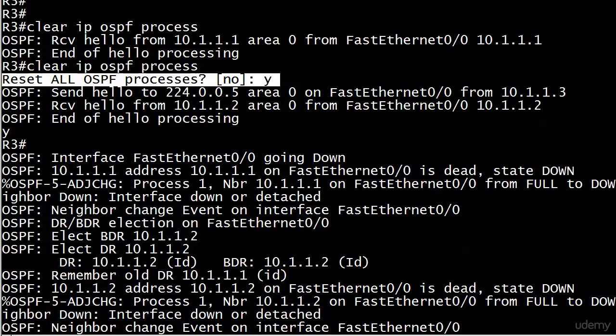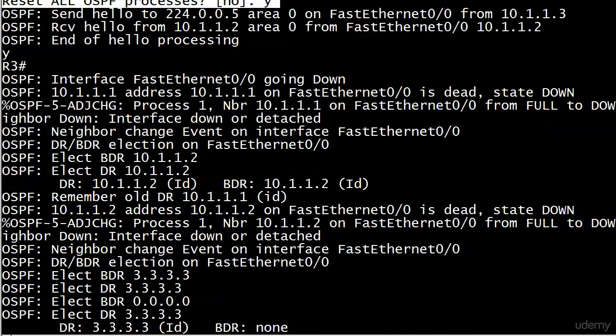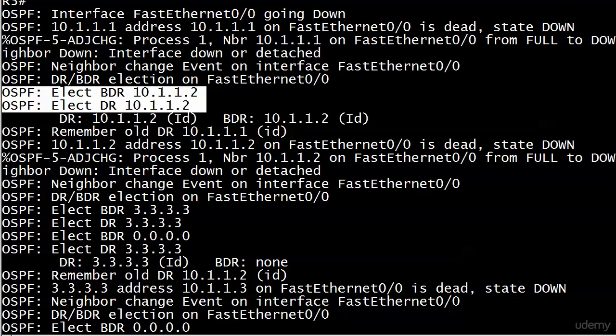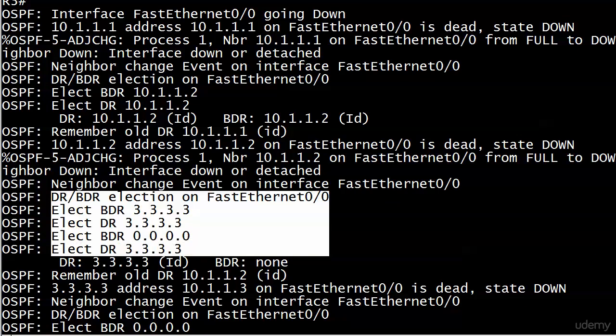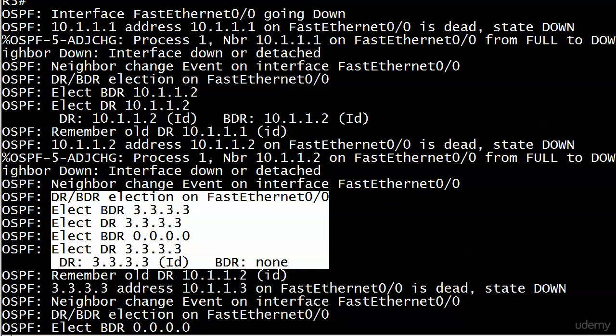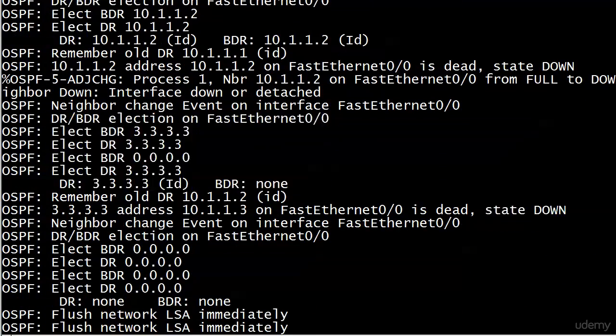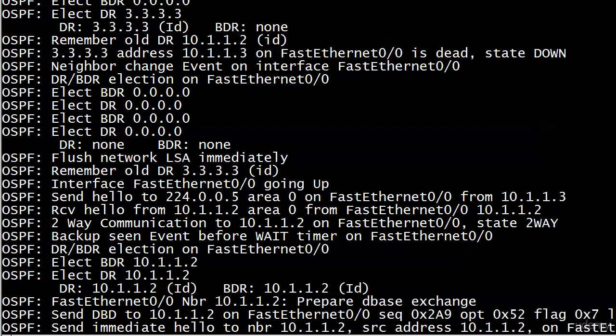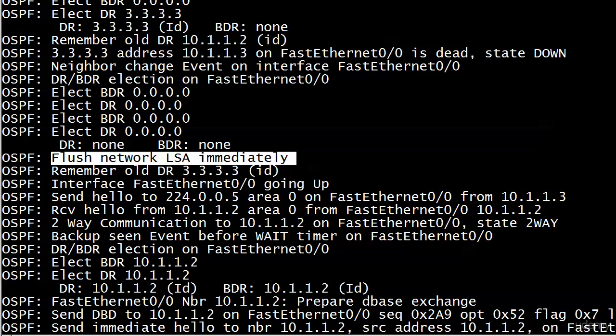But then all the adjacencies start, and we see something called elect BDR and elect DR. This is the designated router and the backup designated router, and we're going over those concepts and see it in action in the next video. But I do want you to know what's going on here. We got an election going on, and we got all kinds of ways to make that election come out the way we want it to. And when we start seeing, we see something about flushing network LSAs, and that would be a result of that reset I did by clearing the process.